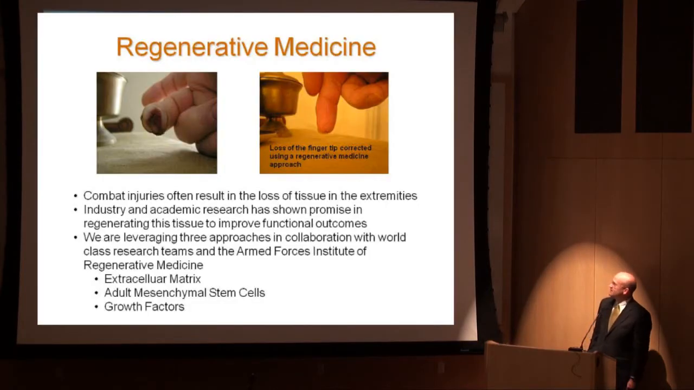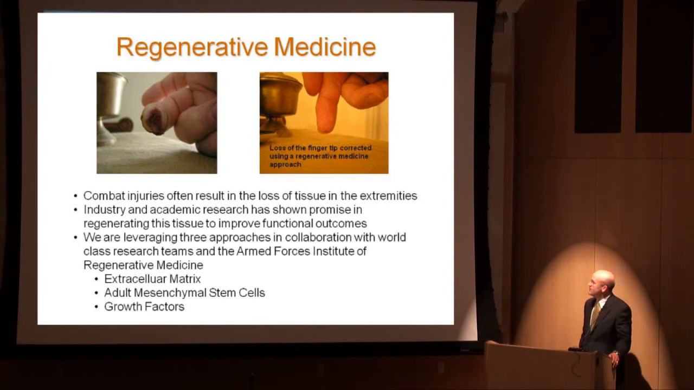Hypoglycemia repeatedly on a random basis is probably an indicator of illness, and we'll hopefully be getting at that better as time goes on. The last thing I wanted to talk about a little bit is this notion of regenerative medicine. What we found is that combat injuries often result in loss of tissue, and industry and academic research has shown promise in regenerating this tissue to improve functional outcomes.